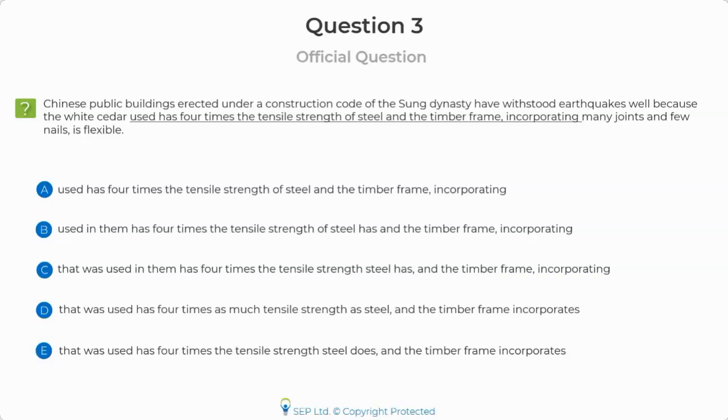11% of you have chosen A. You believe the original sentence is correct as it is. 4% of you believe it's B. 46% of you believe it's C. Okay. 27% of you believe it's D. And 9% of you believe it's E. Majority of you have got this question wrong, guys. So let's see what's the correct answer and why it is the correct answer and why the answer that you have chosen is not correct.